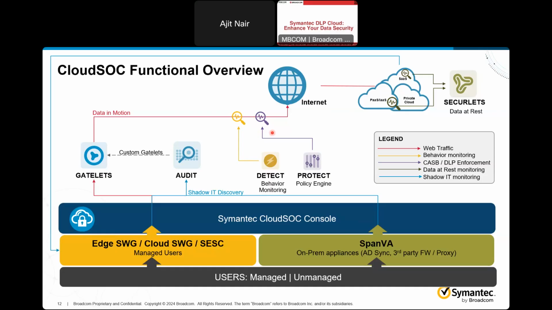Another method for obtaining network traffic logs, as you see on the bottom right over here, is by leveraging a Span VA, which is a virtual appliance. The way we do that is that web traffic logs in CloudSOC can be leveraged using your on-prem firewall or your on-prem proxies as well. As I said, our Span VA is a virtual appliance which can be used to consolidate all the logs, right?